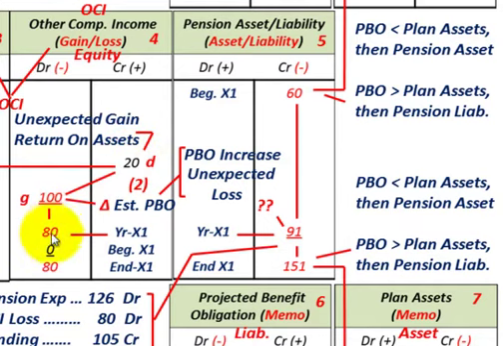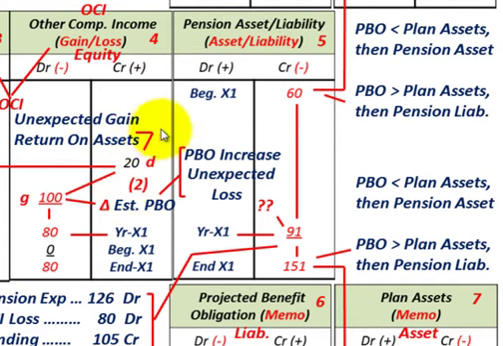So we offset our gains and losses here and come up with the net amount for the year. Say our beginning amount in the year was a zero balance, so ending at the end of the year we have an $80,000 reduction in our other comprehensive income, due to the fact that our unexpected loss here was greater than our unexpected gain in this example.